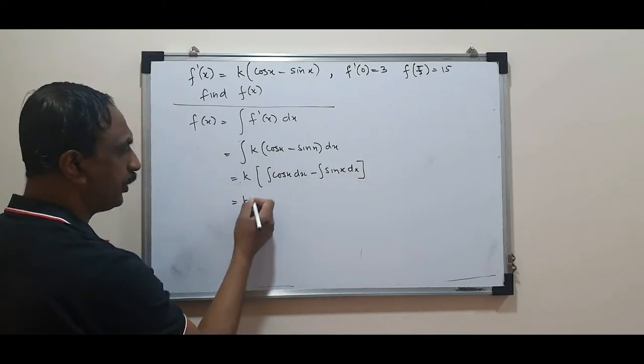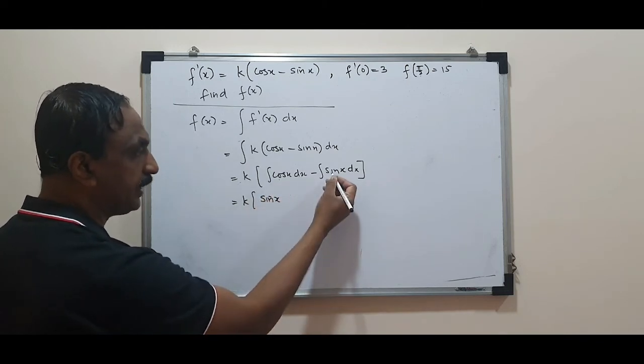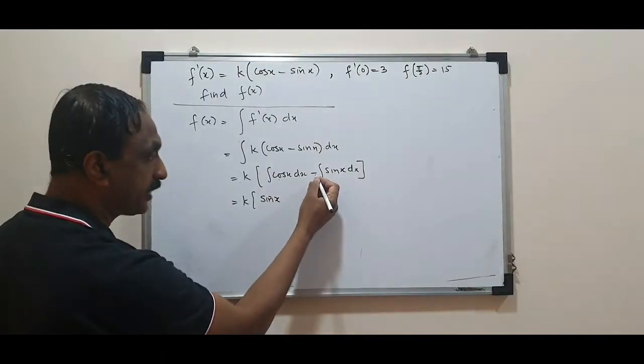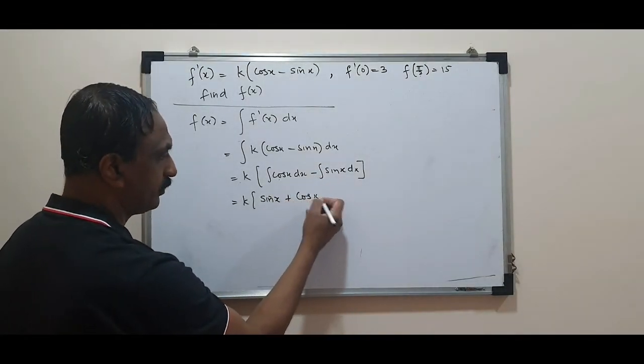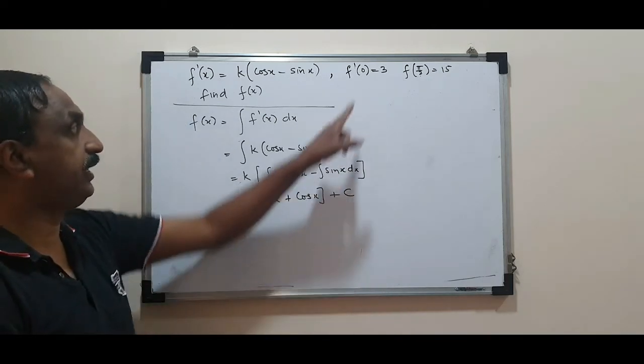That became k into integral of cos x is sin x. When the answer is c, then only minus sign. Integral of sin x is cos, the answer is c, so minus of minus plus. Now there are two unknowns, one is k and c.